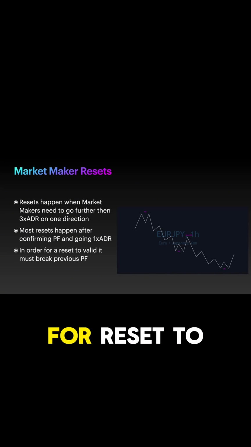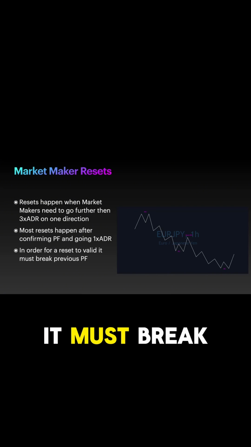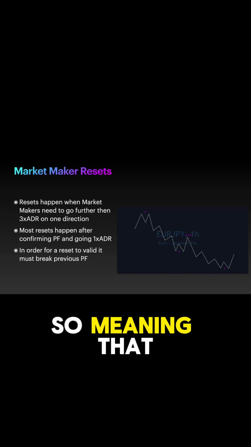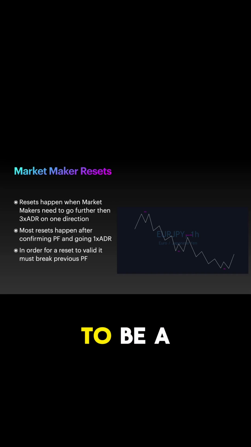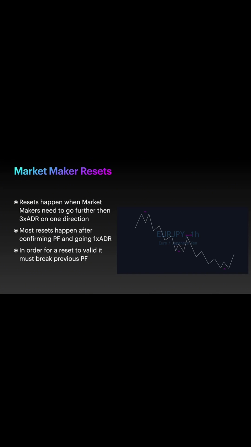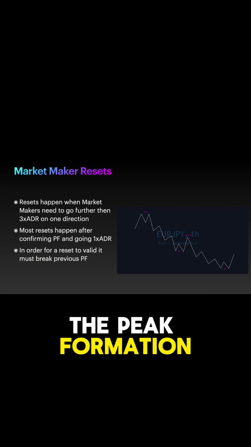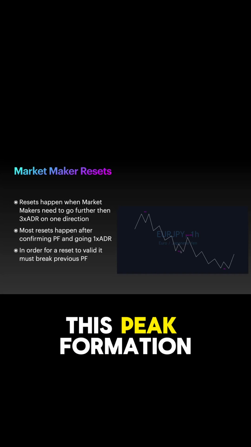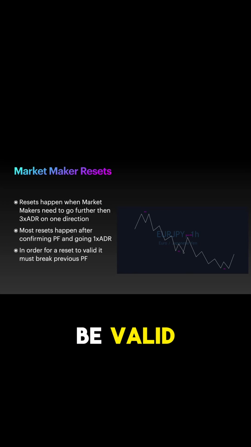So in order for a reset to be valid, it must break the previous peak formation. Meaning that in order for this reset to be a good reset, price action has to go down and break below the peak formation low that's there. So it has to break this peak formation low for it to be valid.